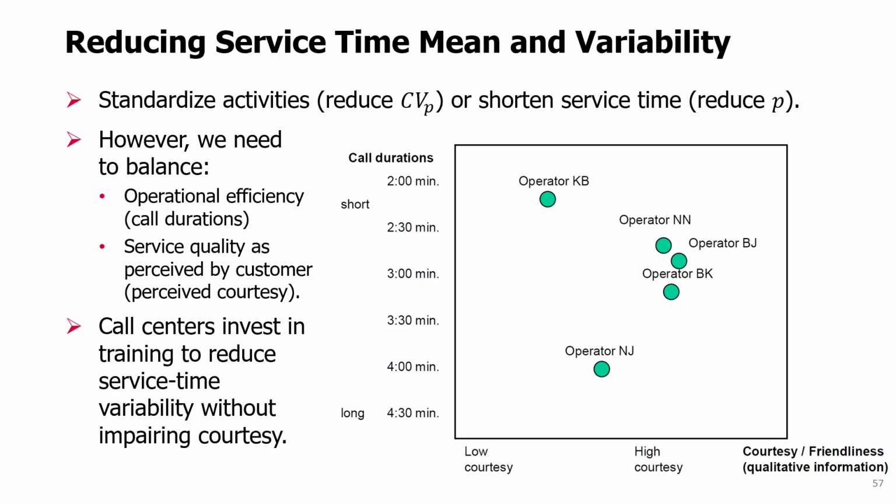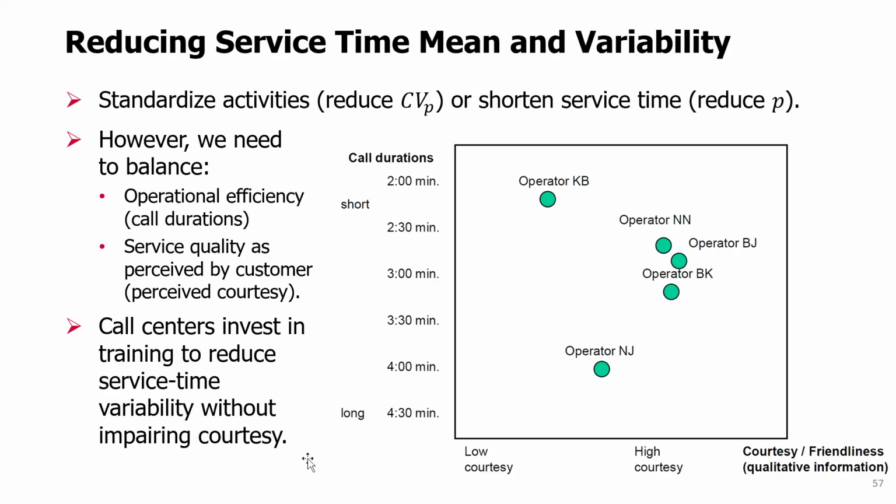Reducing service time, mean and variability. So in the previous video segment, I said that if you reduce arrival variability, you will reduce average waiting time. Another opportunity is to reduce service time variability, but in fact, we can also reduce the average service time and help reduce the waiting time that customers experience.